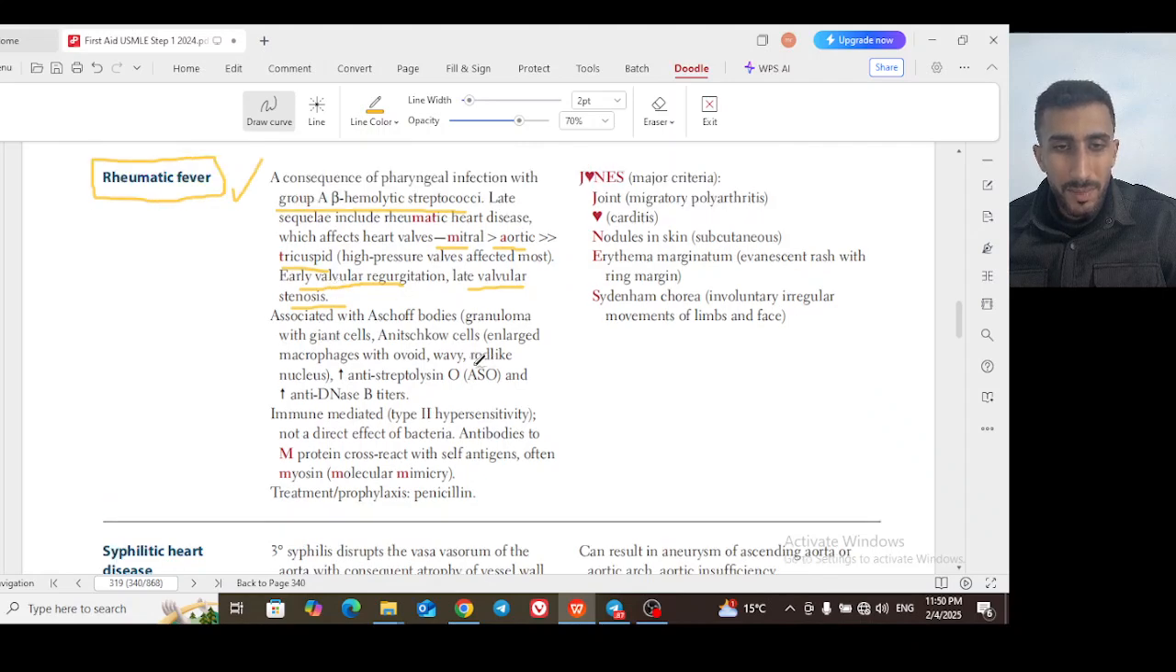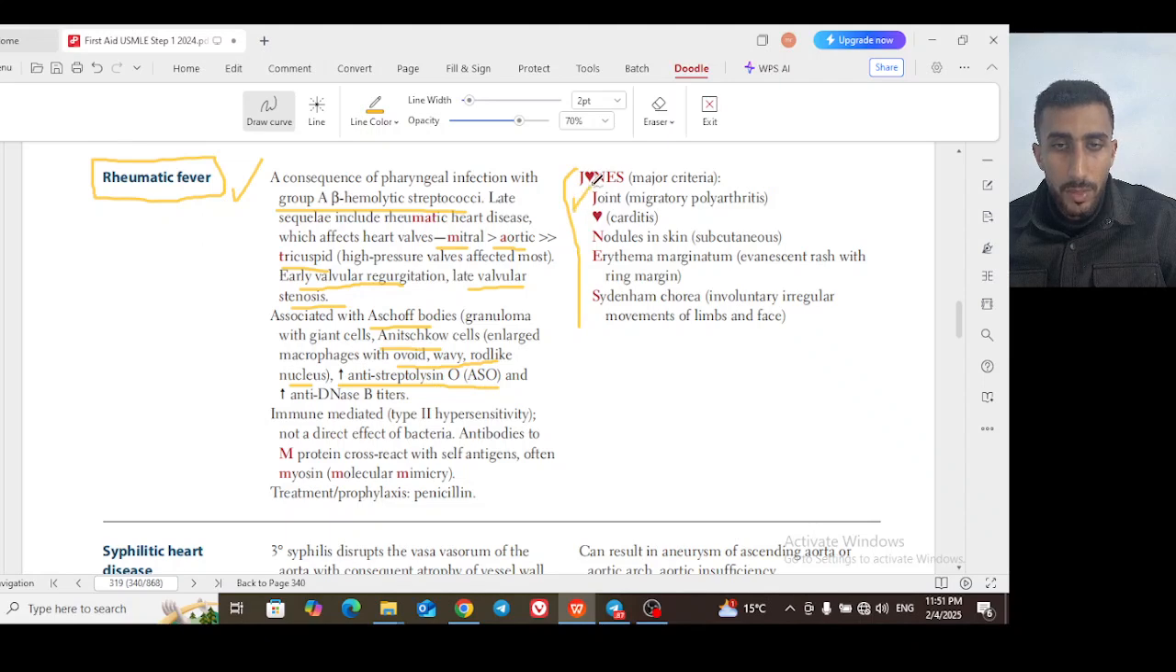On the histopathological level, Aschoff bodies and Anitschkow cells are just to know the name, not very high yield. Aschoff bodies mean granuloma with giant cells. So on the pathological level, granuloma with giant cells has a name here, Aschoff bodies. And Anitschkow cells are macrophages that have an ovoid, wavy, rod-like nucleus, and the granuloma is called Aschoff bodies. It is also, of course, famously associated with increased anti-streptolysin O, but you don't have to depend on that for the diagnosis. Here's the famous Jones criteria.